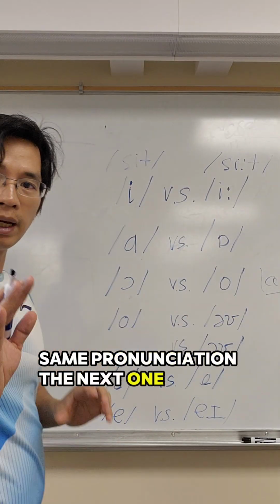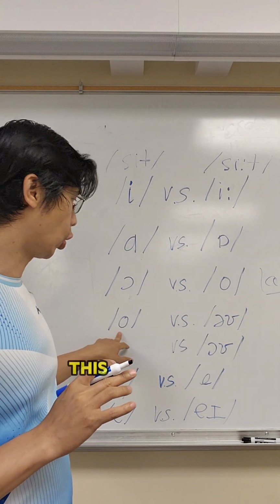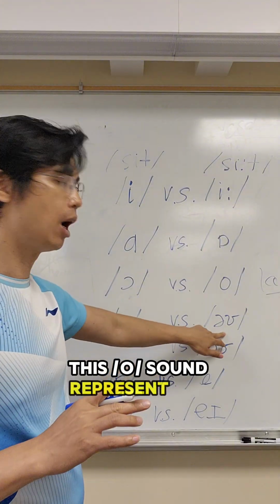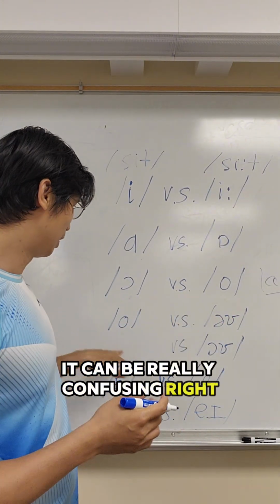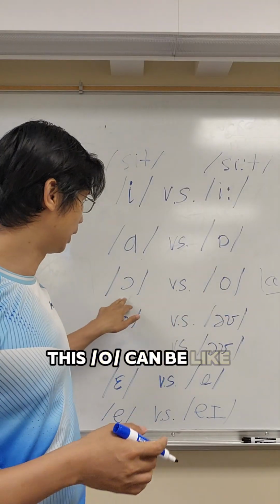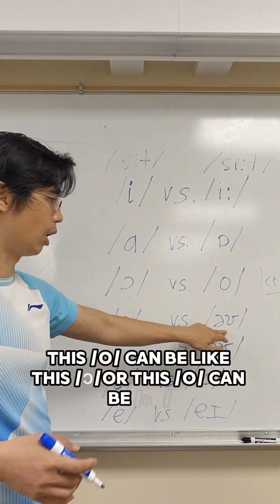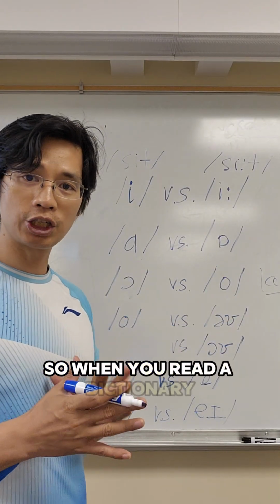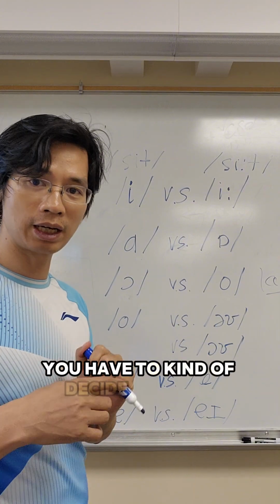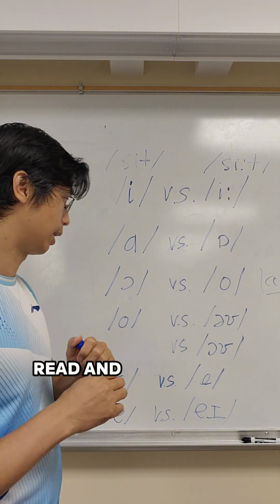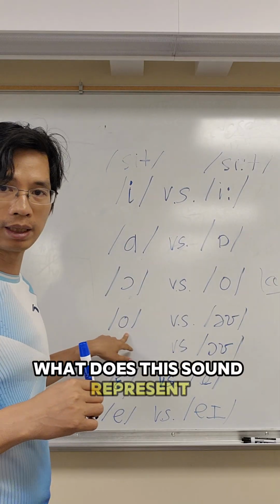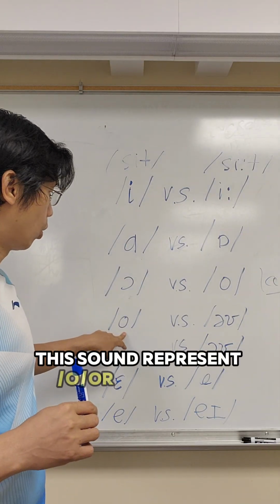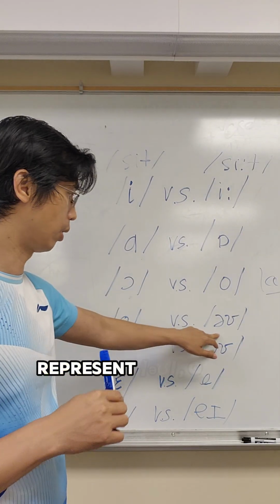The next one, in some dictionaries, this symbol represents O. It can be really confusing, right? This can be aw, or this can be O. So when you read a dictionary, you have to read and understand, okay, what does this sound represent? Does this sound represent aw, or does this sound represent O?